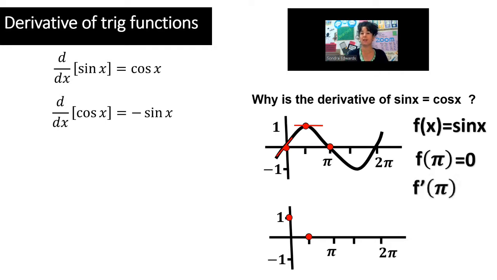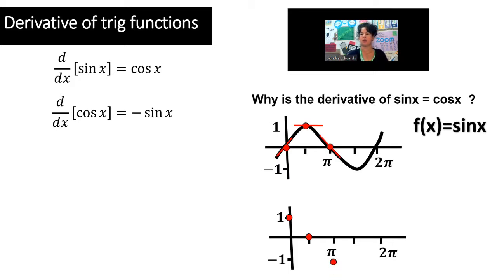And the derivative there at pi, the slope of the tangent at that point, the slope of that is negative 1. So here we have a third point to plot for the derivative function: pi, comma negative 1.